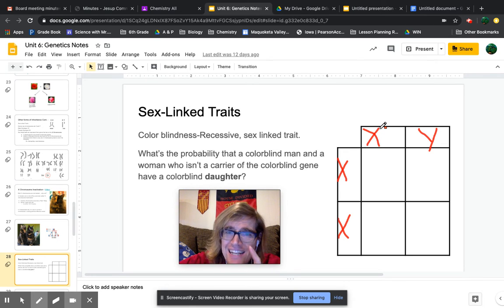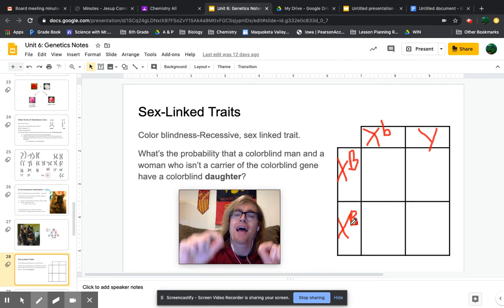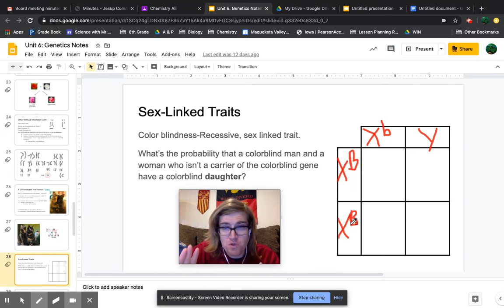So dad is colorblind. It's a recessive trait, therefore his letter should be lowercase. And we'll just use B's. I don't know, blindness. You could also use C's for color. Whatever. Mom is not a carrier. Therefore, what is her genotype? Big B, big B. Now, you have to include the X and the Y when you're doing sex-linked traits, because the probability matters. If you don't have X and Y, you just do B's, you're not going to get the true probabilities. I'll show you why in a second.